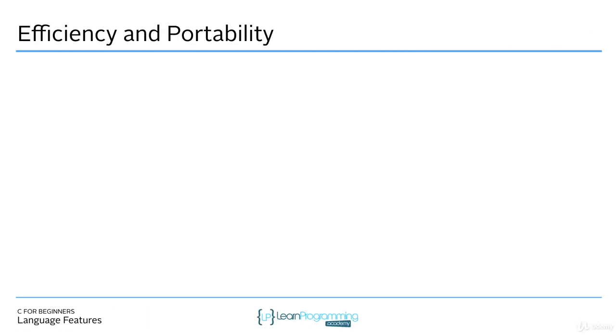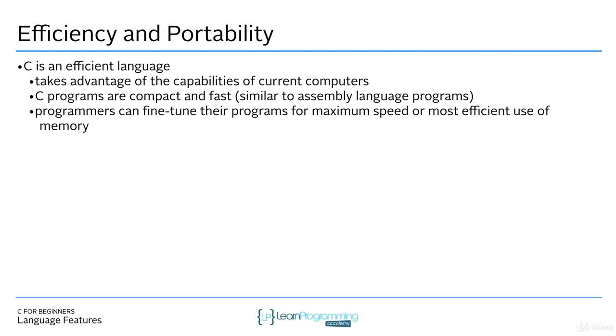So what do efficiency and portability mean? Well, C is an efficient language. It takes advantage of all the capabilities of current computers. Programs written in C are very fast and compact. I talked earlier about how the mapping of C statements to instructions in assembly language is very efficient. This is one of the reasons it's so fast.